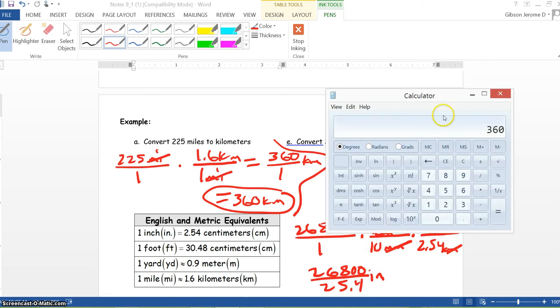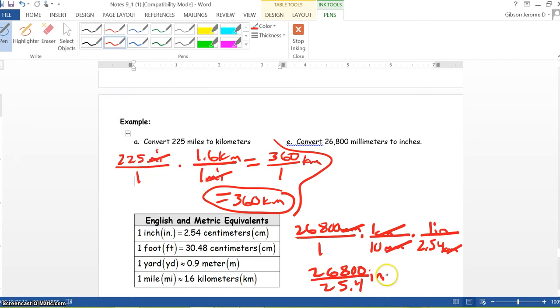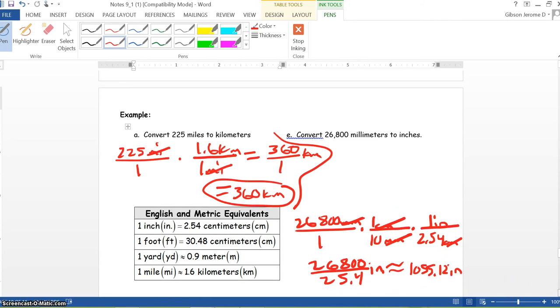Now we would take our calculator, and we would take 26,800 divided by 25.4. And that gives us approximately, we could round to 2 decimal places, it'll be 1,055.12. So it'll be approximately 1,055.12 inches. And that is our final answer.